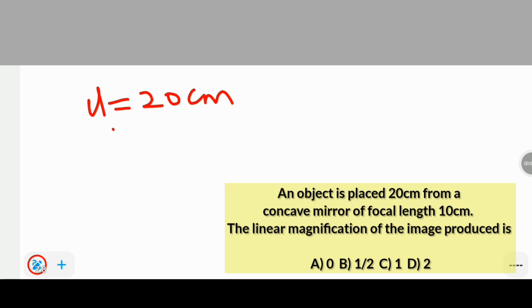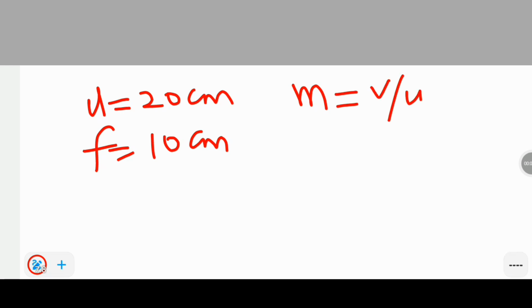Okay, then the next thing to check is that we are told that the focal length is 10. So that means F is 10 centimeter. But don't forget that M is equal to V over U. That's the magnification. So the next thing to do here is just to find V. We need to get V for us to find M. So for you to find V, use the mirror formula.